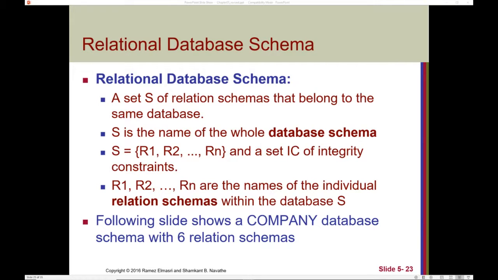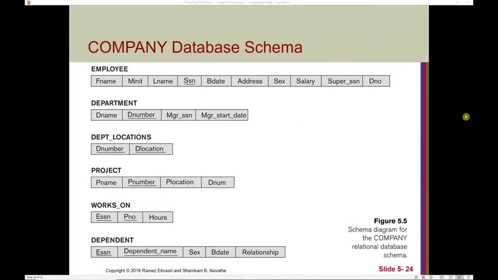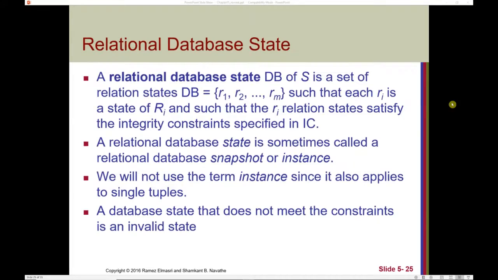We've introduced a relation schema. A relational database schema is a set of relation schemas that belong to the same database. This is basically the collection of table schemas. The formal definition calls the entire database schema S, where S is the set of all of the relation schemas from R1 to Rn, and a set of integrity constraints. Here is a relational database schema example. We can see the collection of all the different relation schemas, everything from employee down to dependent. And you can see that the primary keys are underlined. The schema serves as the blueprint, as we've talked about earlier.